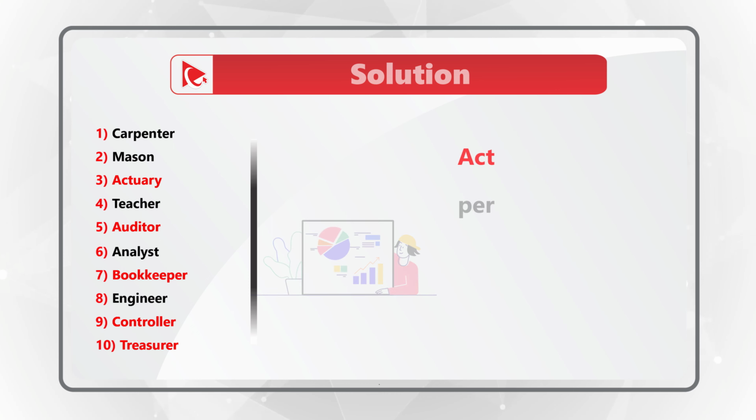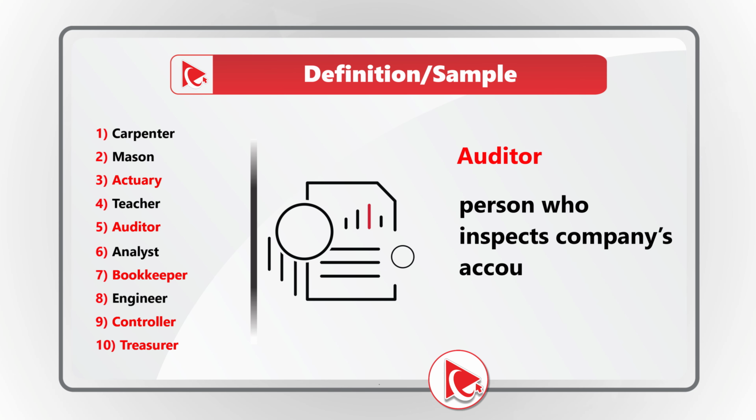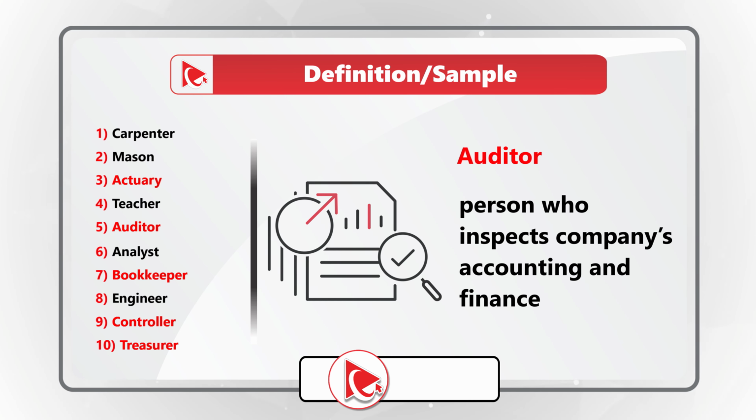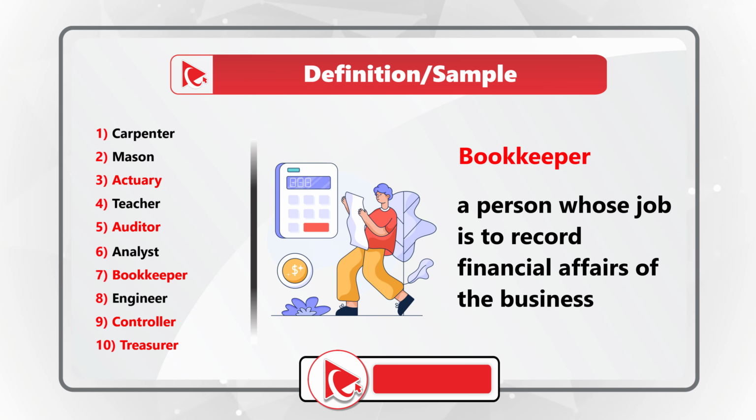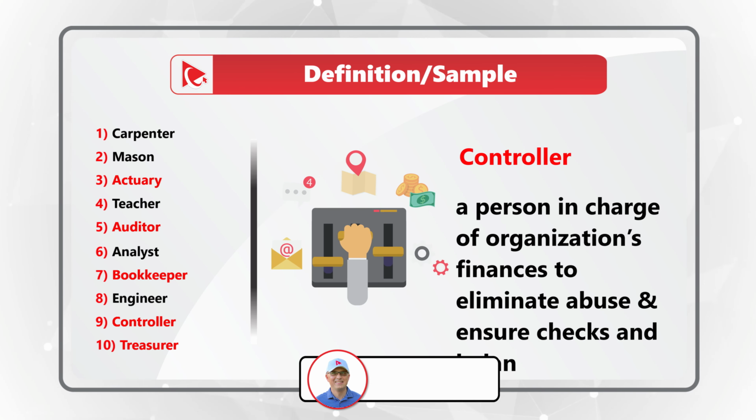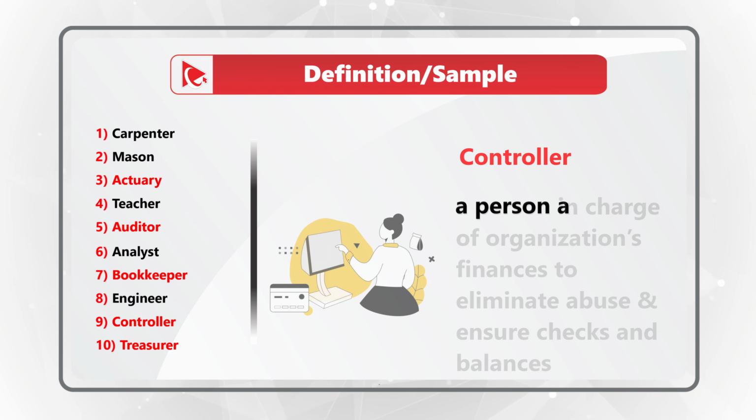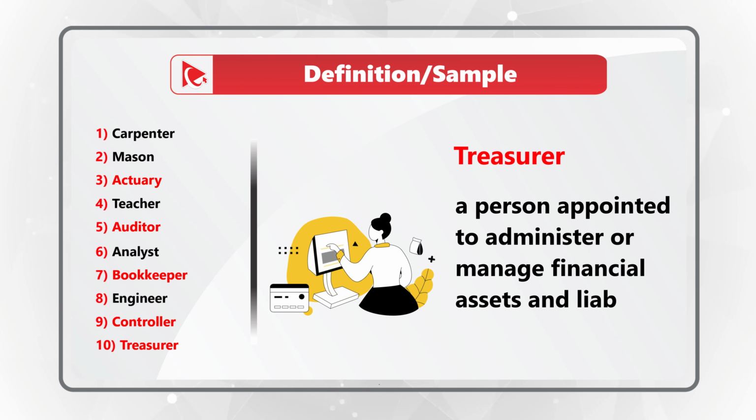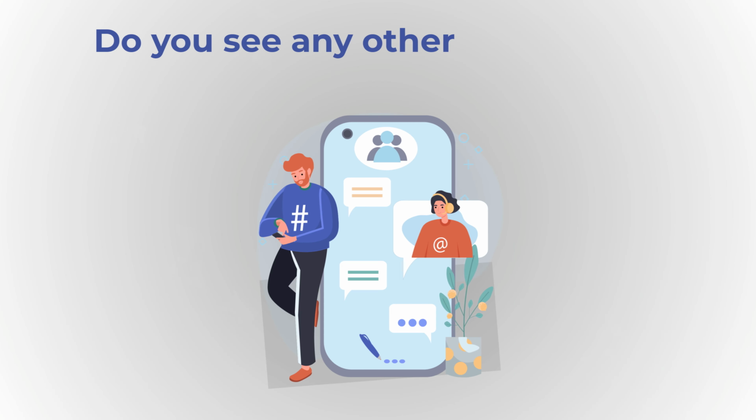For example, actuary is a person who compiles and analyzes statistics to calculate risks for the organization. Auditor is the person who inspects companies' accounting and finance. Bookkeeper is a person whose job is to record financial affairs of the business. Controller is the person in charge of the organization's finances to eliminate abuse and ensure systems of checks and balances. And finally, the treasurer is the person who is appointed to administer or manage financial assets and liabilities of the organization. Do you see any other words I might have missed?